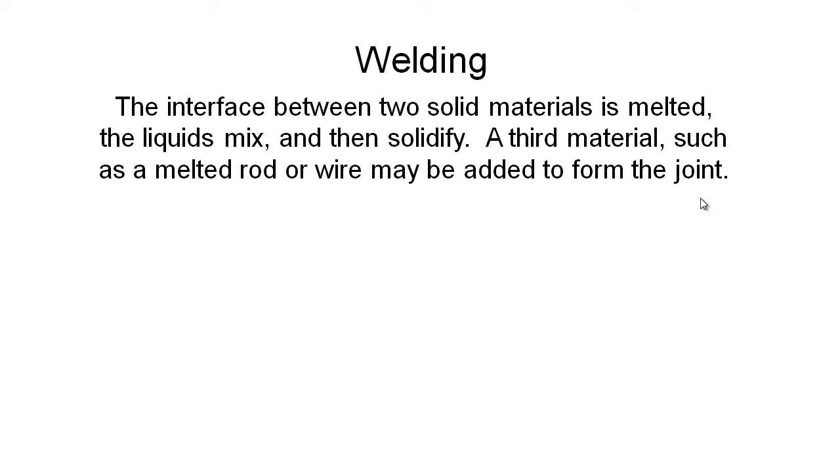We're going to start off by looking at a variety of different welding processes that we have available. In general terms, to create a weld, the interface between two solid materials is melted. The liquids from these two materials are mixed together and then allowed to solidify. Sometimes we can also use a third material, such as a melted rod or a wire, that we can add to this weld pool to increase the amount of material there and to help form a stronger joint. This is an optional thing that we can do.